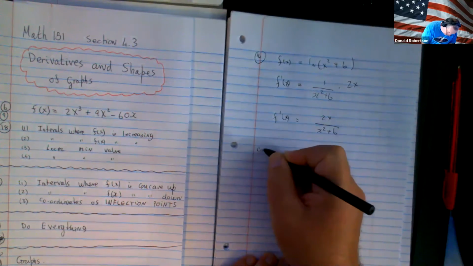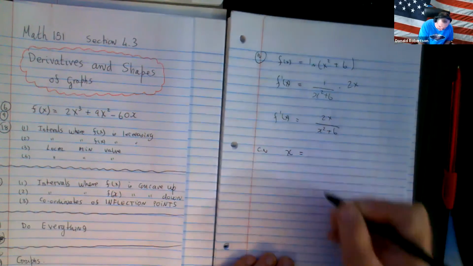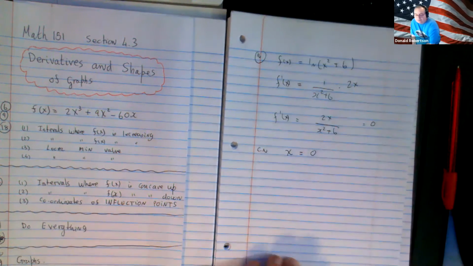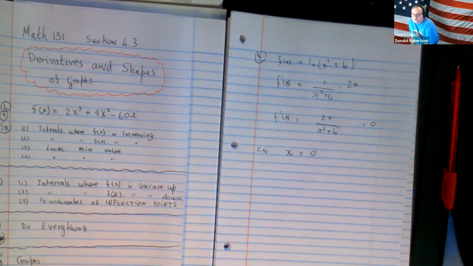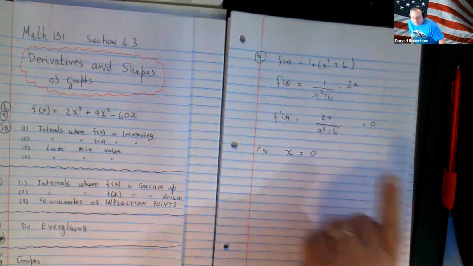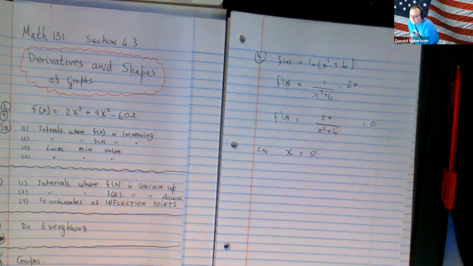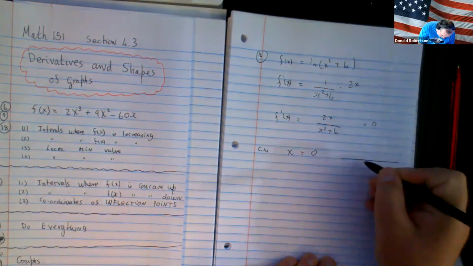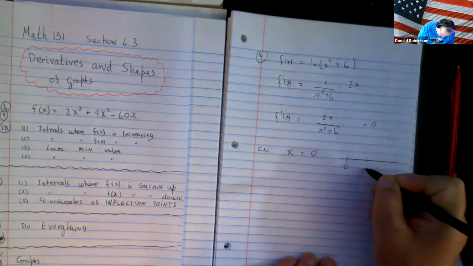Let's find critical numbers then. What makes this derivative 0? X equals 0. Does this function have any undefined values? Can the bottom be 0? No. So this guy is going to be one of the simplest looking intervals in the world.